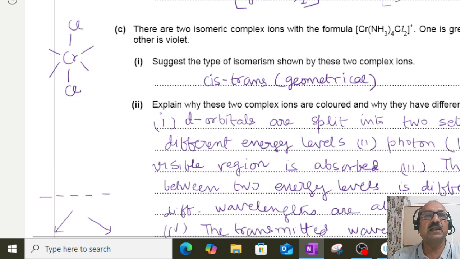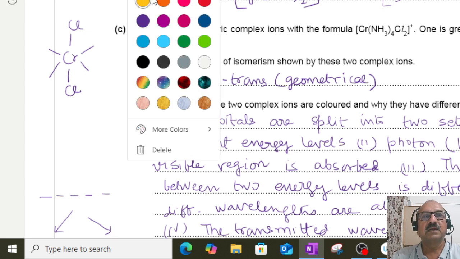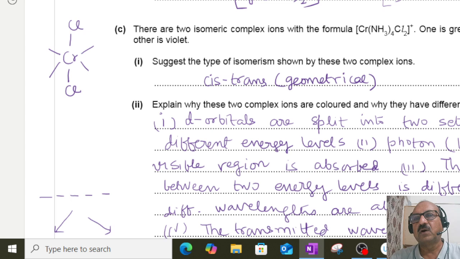Now let me also tell you that it really does not matter whether the chlorine is here, or here, or here, or here. All these four positions are equivalent and all represent the cis isomer. And in place of this chlorine, you can draw the chlorine here also. So please don't be confused that this is the only correct representation. It can be any other representation as well.